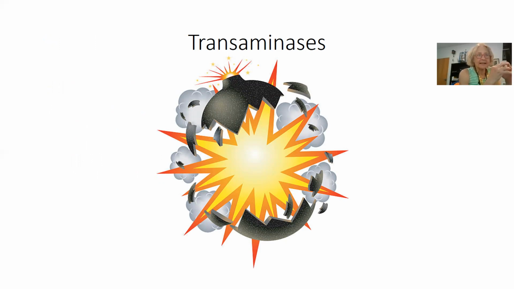Transaminases are enzymes that are inside a liver cell. And if you lyse the cell membrane, they can get out and into the bloodstream. So they're really liver cell death tests that tell you that the liver cells are breaking down.